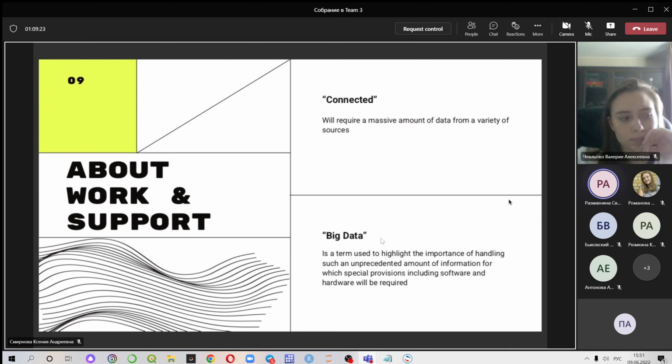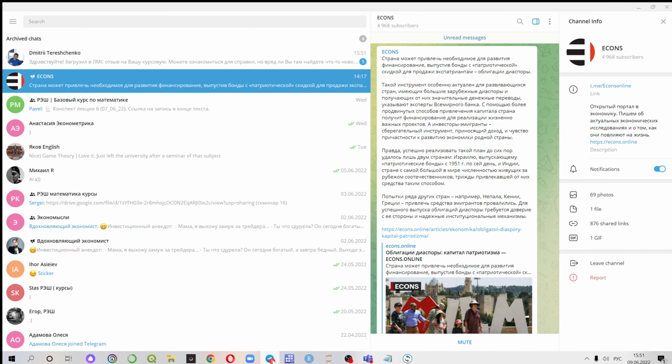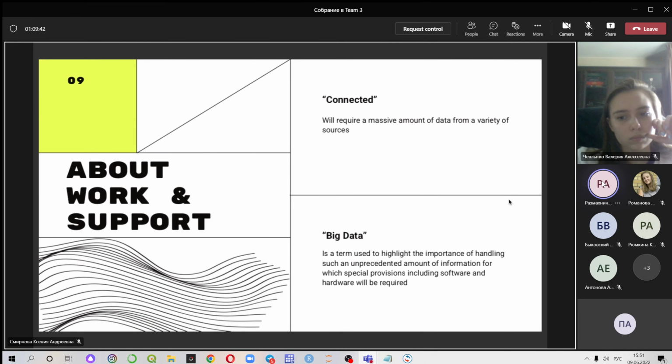The connected component will require a massive amount of data from a variety of sources. As a result, big data is a term used to highlight the importance of handling such an unpredictable amount of information, for which special provisions, including software and hardware, will be required. Such real-time communication data may result in collaboration between the AV navigation capabilities, leading to more efficient and intelligent pathfinding or traffic flow.